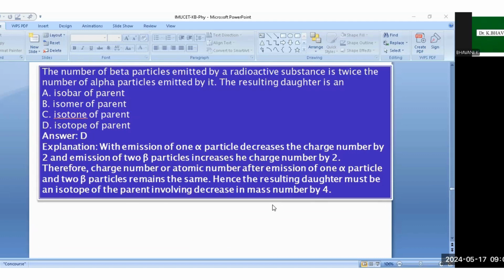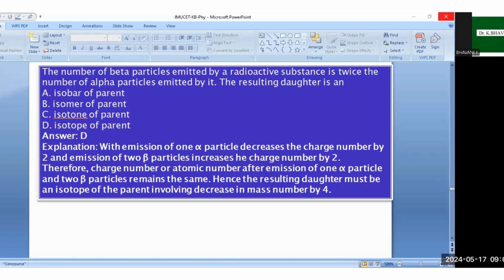And next, guys, the number of beta particles emitted by a radioactive substance is twice the number of alpha particles. Now, the resulting daughter of an atom is what? Isobar of the parent, or isomer, isotone, or isotope. So, guys, before going to the answer, I just want to give you the explanation of all these definitions. You should be aware of what isobar, isomer and the others are.